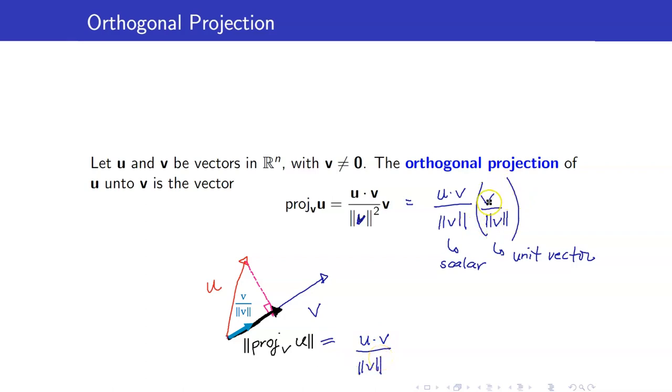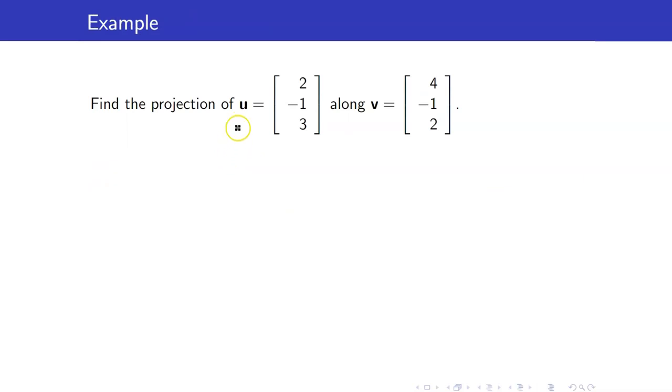And this one here, the V over the norm of V, it gives us the direction. So for example, let us find the projection of U along V, where U is 2, negative 1, 3, and V is 4, negative 1, 2. Let me write down the formula first.